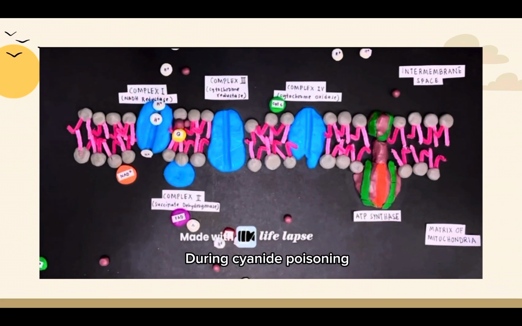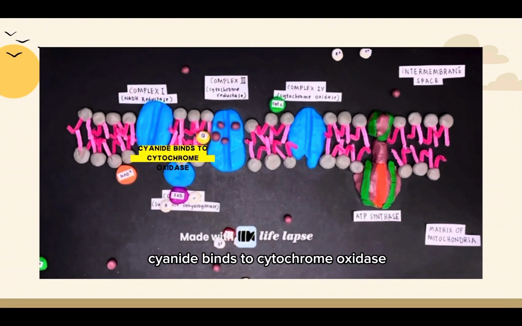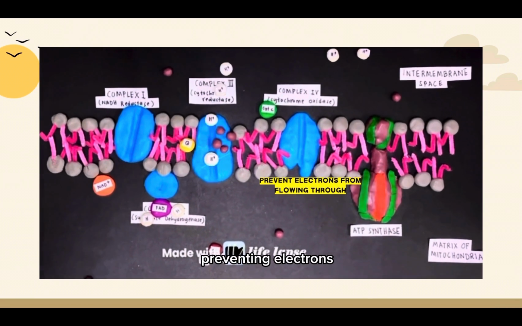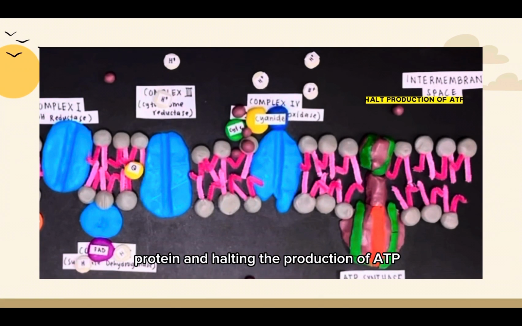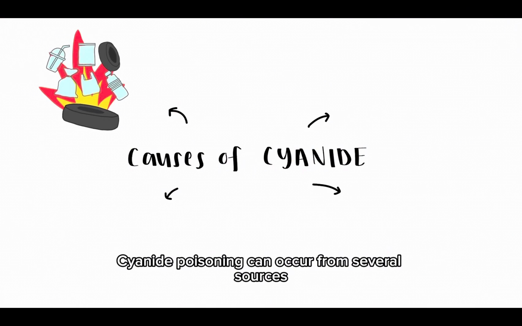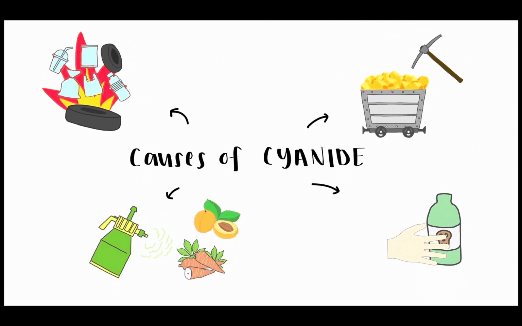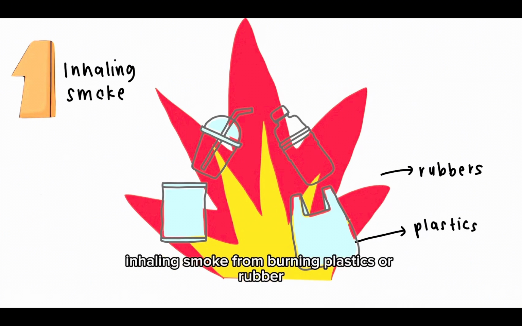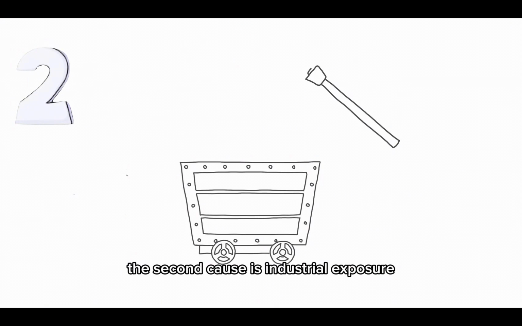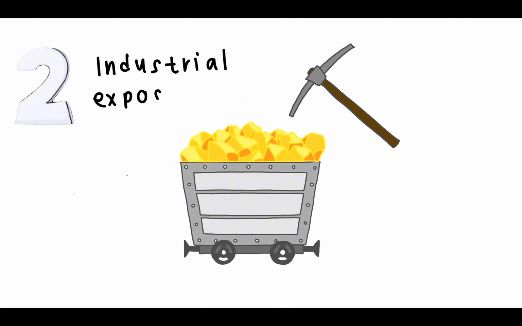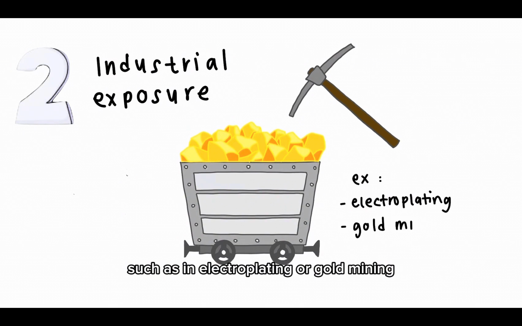During cyanide poisoning, cyanide binds to cytochrome oxidase, preventing electrons from flowing through the chains of protein and halting the production of ATP. Cyanide poisoning can occur from several sources. The first is inhaling smoke from burning plastics or rubber, which releases toxic cyanide gases. The second cause is industrial exposure, such as in electroplating or gold mining.